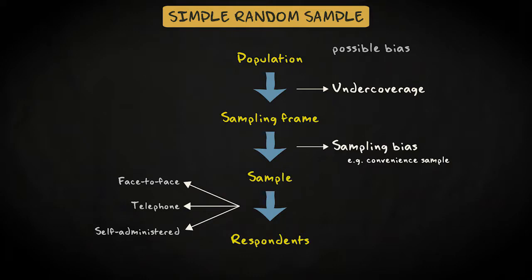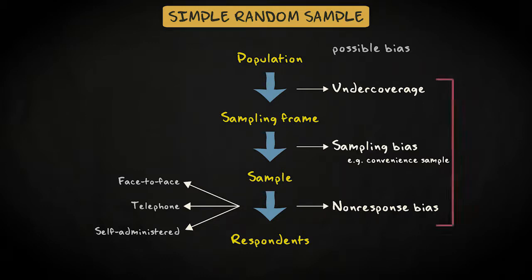Thirdly, once you have your sample, another possible form of bias is non-response bias. Some selected subjects might refuse to participate, or they might simply be unreachable. Some respondents who have agreed to participate might not be willing to respond to particular questions. The problem is that those who don't participate might be different from those in the overall sample.